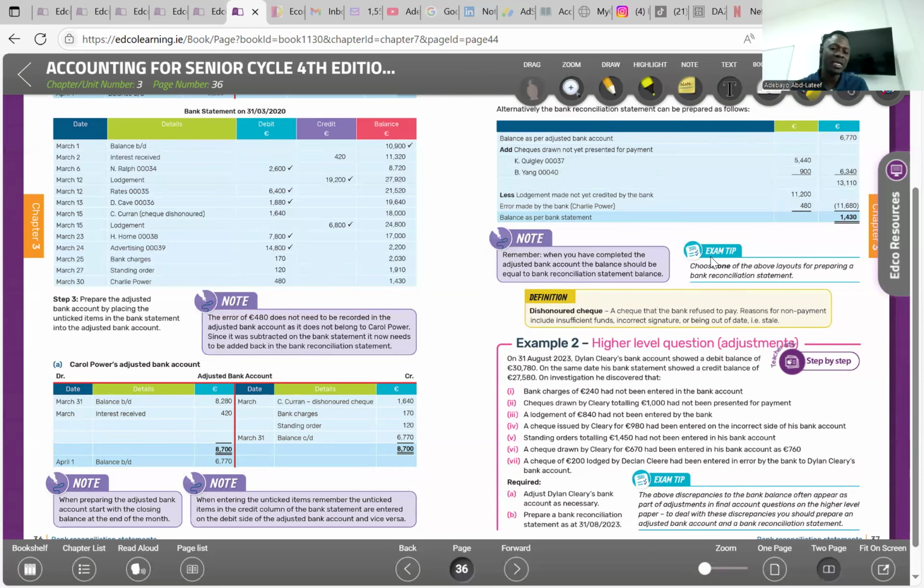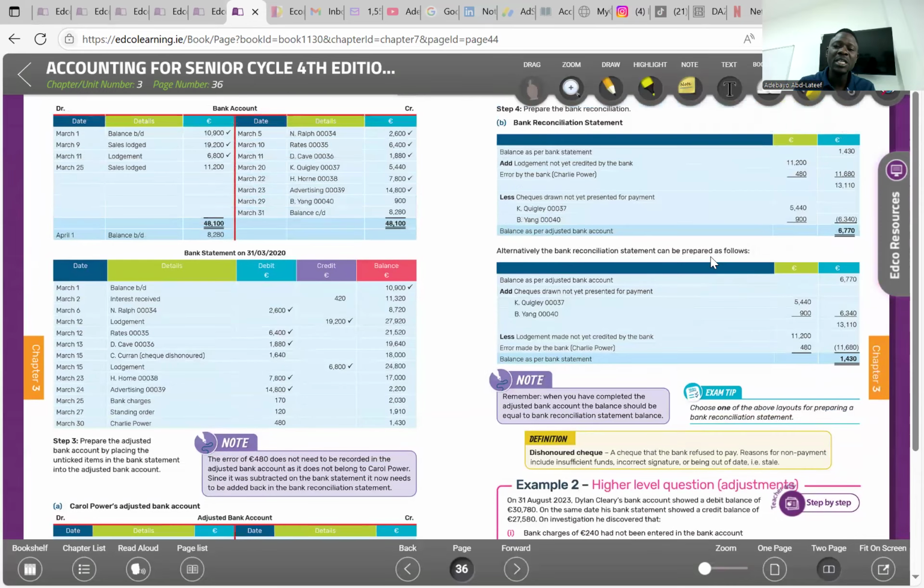So those payments that have been done, that have not been presented to the bank, unpresented checks, or errors on credit that have been made by the bank, will be on the credit side of your adjusted bank account. Then you take it away from the debit side of your adjusted bank account. That's how you finish up with your bank reconciliation statement.